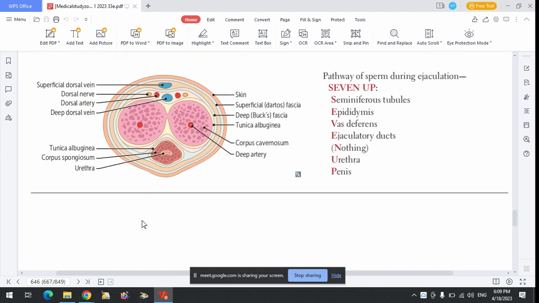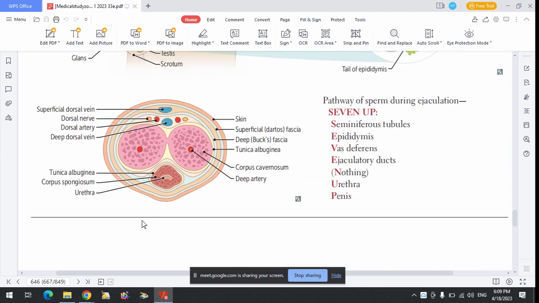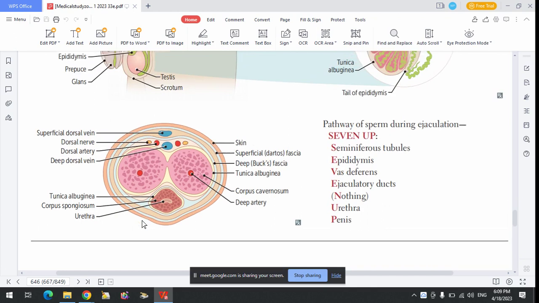Then it is the vestibular bulb, right? Exactly. It is the vestibular bulb that gets erected in females.